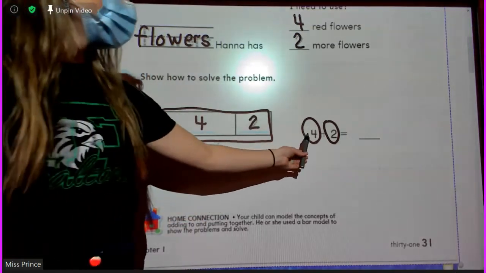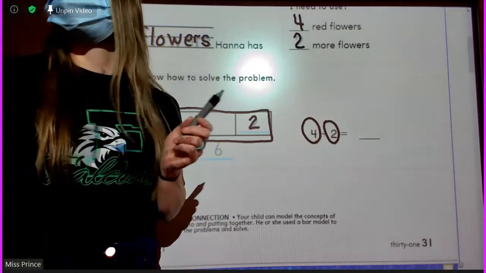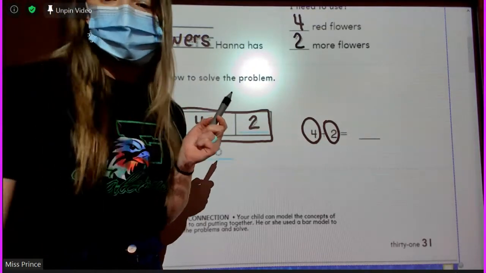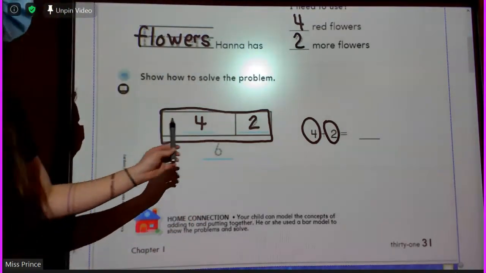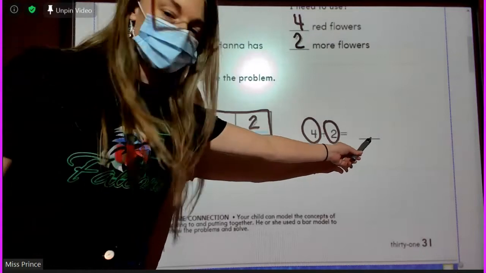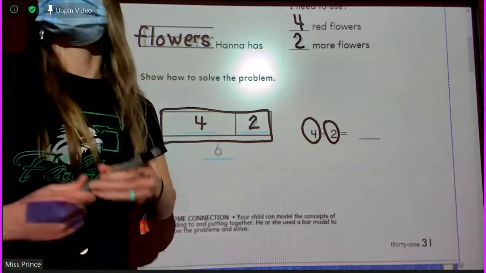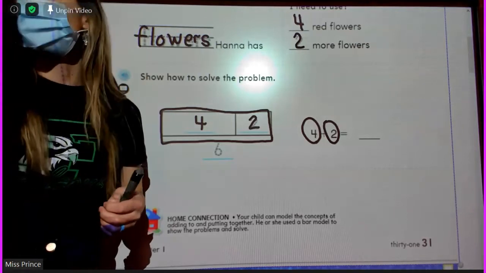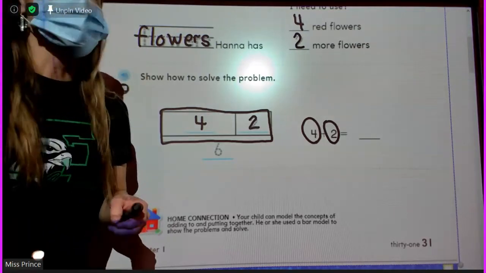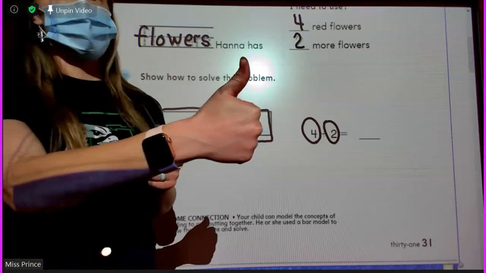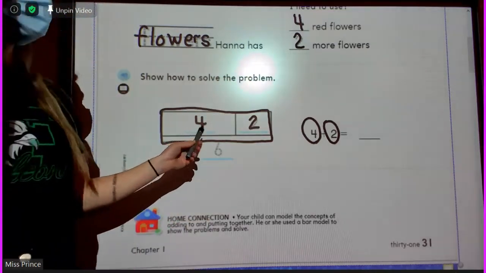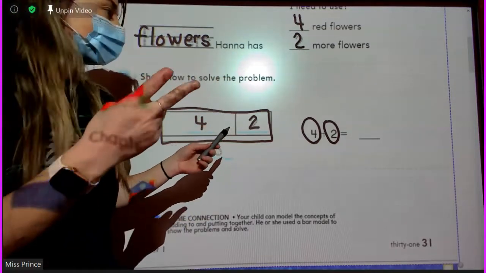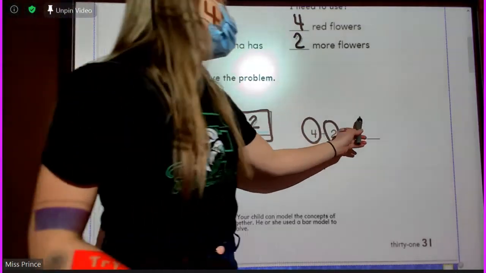So, 4 plus 2. Mason, can you tell me how many 4 plus 2 equals? I want you guys to hold it up with your fingers. 6. Mason says 6. Do you guys agree? Yeah. Okay. 4, 5, 6. He says 4 plus 2 equals 6.